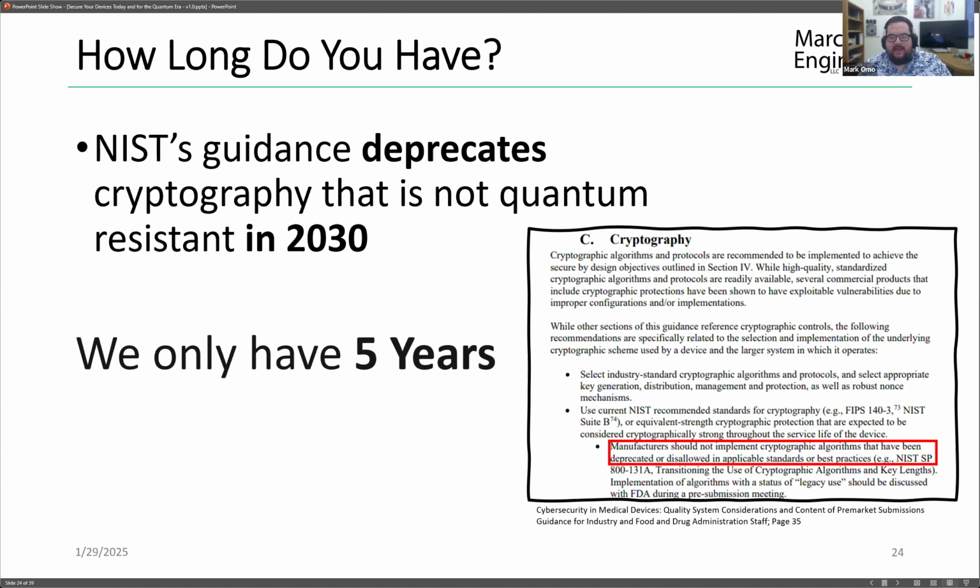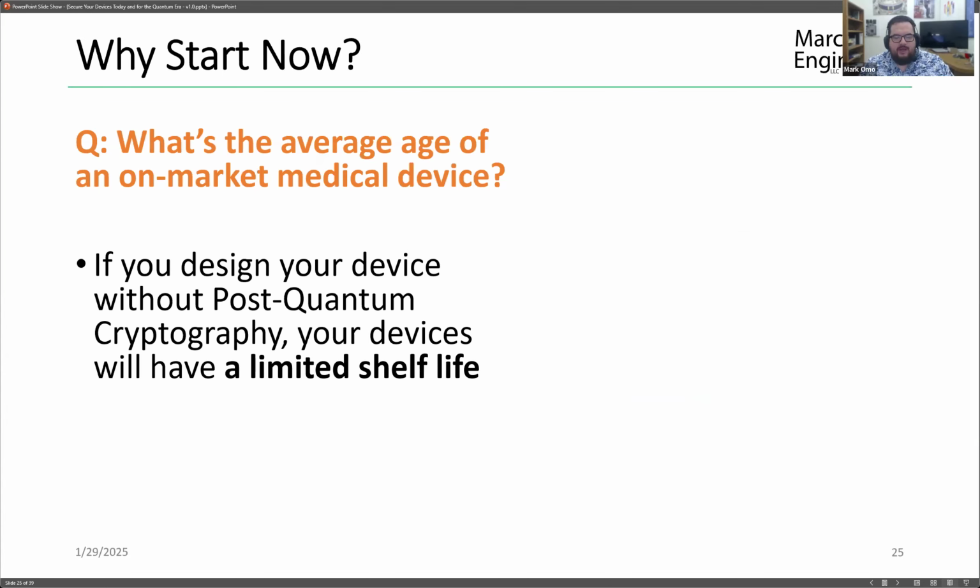And so that means that we only have 5 years to come into compliance, 5 years before these old algorithms are going to be deprecated. And 5 years might sound like a long time when we're thinking about what's the next quarter or what's the next thing for tomorrow. But in medical device years, that's quite a long time. So I was going to ask everybody, if you're brave, you can put it in the chat: what do you think the average age of an on-market medical device is? How many years old do you think those devices are?